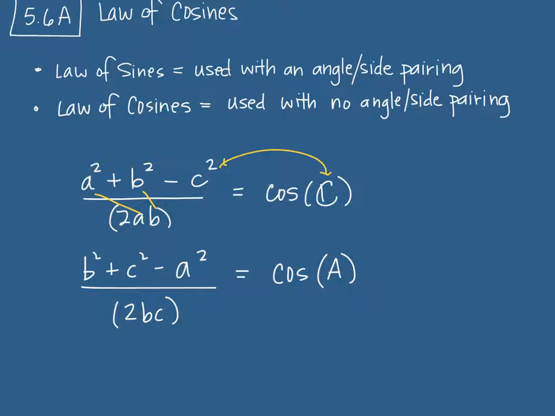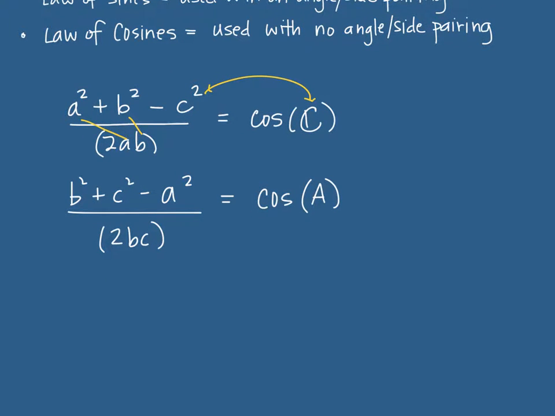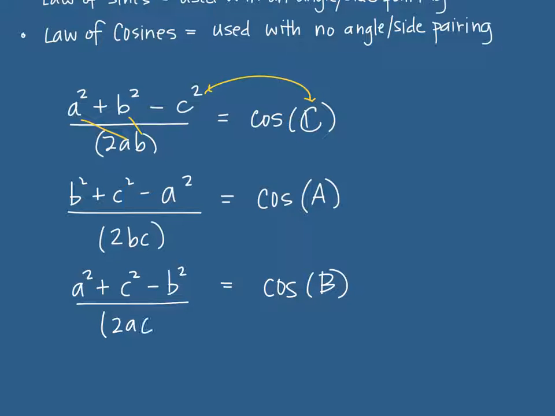So there is one other order that you could put that in. Does anybody want to try it? What's left that we haven't done? Okay, anyone want to try it? Okay, a squared plus c squared, and we need the subtraction to be b squared this time, which means the cosine would be capital B, and what would the denominator be? Yes. Okay, that's the law of cosines.